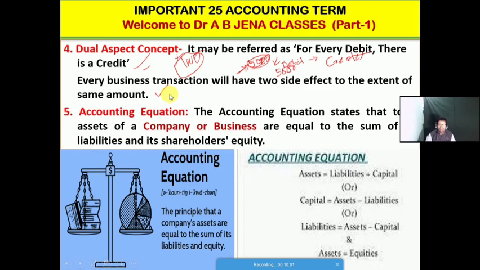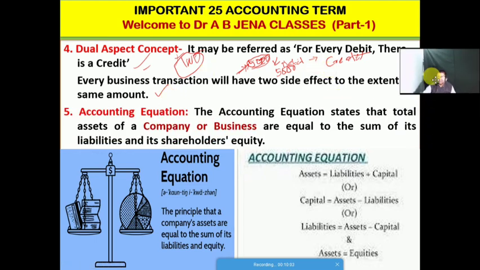Next we'll see the accounting equation. Just like in mathematics an equation is there, similarly in accounting an equation is there. So what is it? The accounting equation states that total assets of a company or business are equal to the sum of its liabilities and shareholders' equity, friends. Shareholders' equity means the capital.